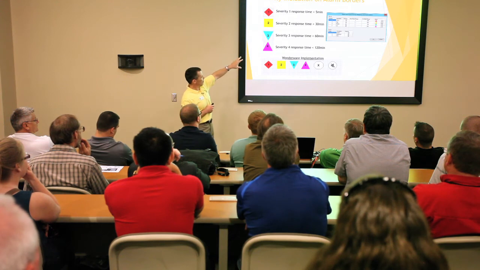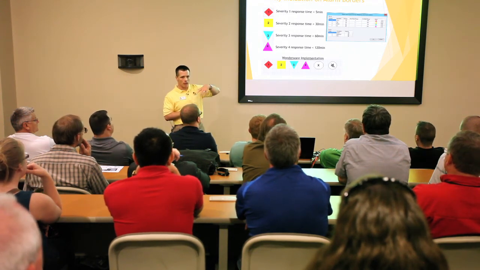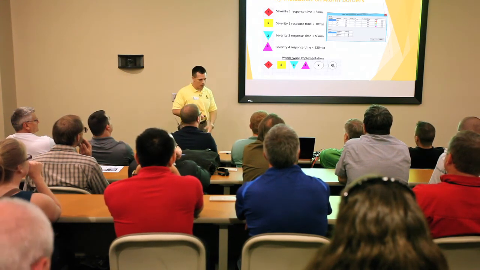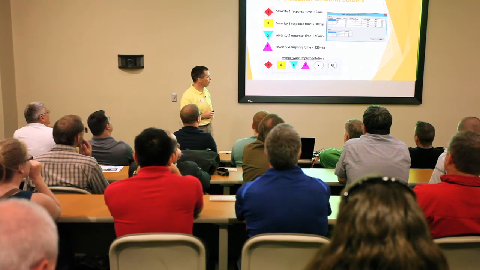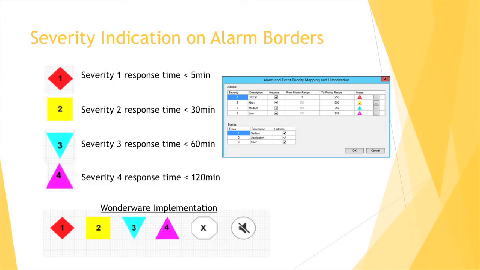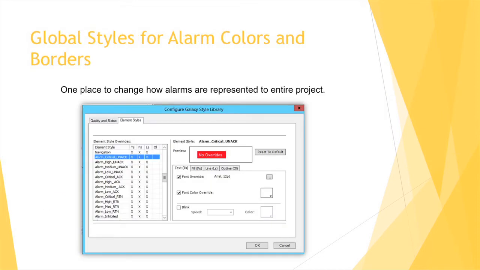So here's an example of where maybe a severity 1 alarm, that's something I have to respond to within 5 minutes, maybe it's 10 minutes, whatever it is for different plants. But I can break those up into different severity levels. I can choose what icon gets displayed with each severity level. Remember the element styles that we talked about in InTouch? Those are used to configure the colors and the type of borders you're going to use around your alarms.